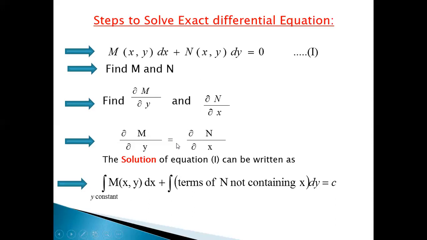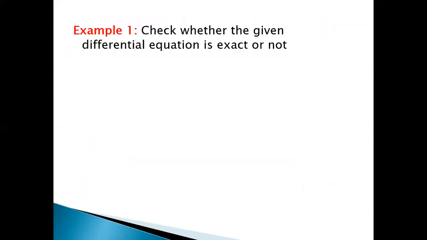And how do we check whether the given differential equation is exact? If both partial derivatives, the derivative of M with respect to y and the derivative of N with respect to x, are equal, then the given differential equation is exact. Okay. So now let's start. We understand this with an example.